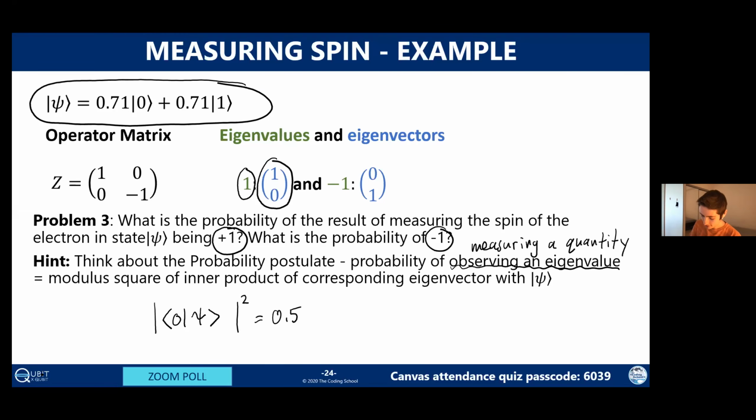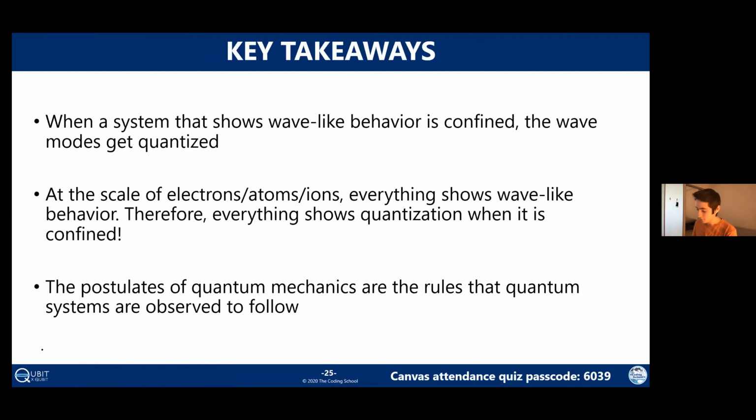Okay, so that brings us to the end of our examples. I'm just going to do some real quick key takeaways, and then we'll end off the required portion and go on to the optional content of the lab. So first key point: when a system that shows wave-like behavior is confined, the wave modes get quantized, right? Lots of new words in there, but this was the example with the guitar strings. When we fix two ends of the guitar string, we always get these discrete modes. It always vibrates in a certain way. You can imagine some weird and random shape of the string that we're just not going to see, right? And that's a result of waves being confined.